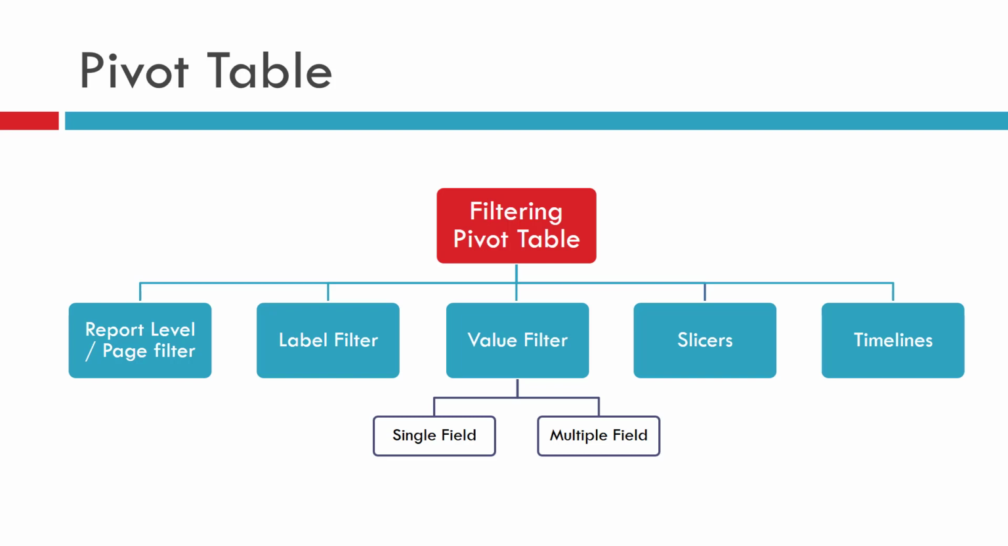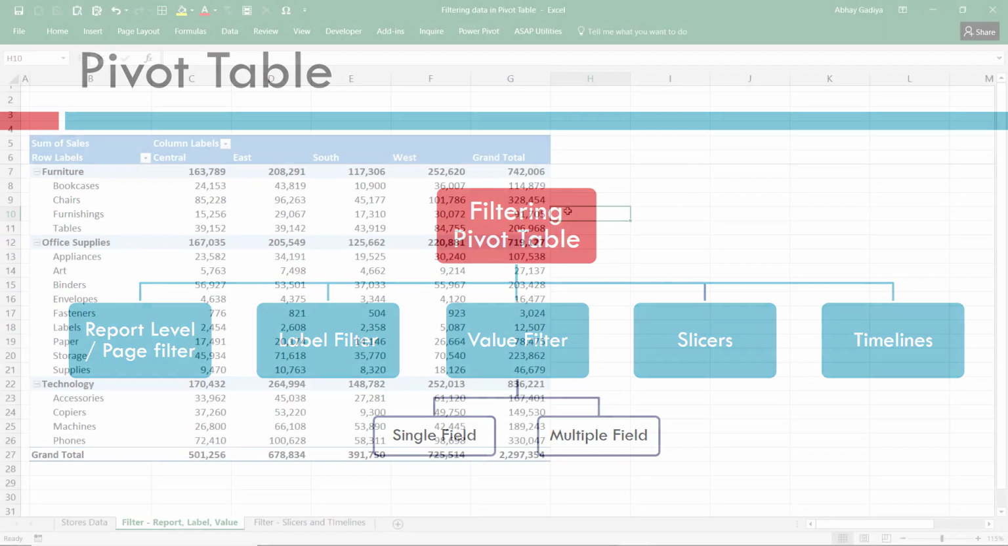Now, by default, you can use only a single method of label filters or a value filter on a particular field. However, if you want to use multiple filters, then you will have to change that from the pivot table option settings. So with that, let us move on to our sample file and have a look at all of these methods to filter the data.